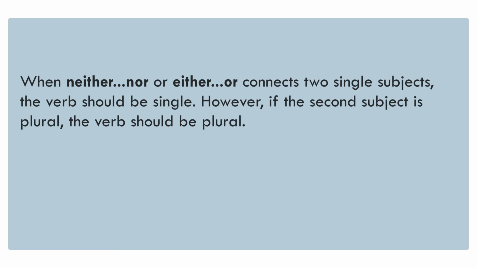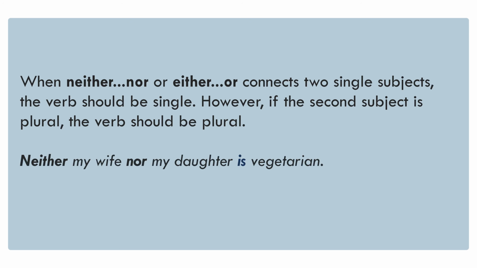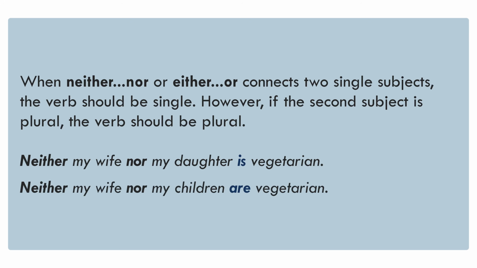When neither...nor or either...or connects two single subjects, the verb should be singular. However, if the second subject is plural, the verb should be plural. Neither my wife nor my daughter is vegetarian. Neither my wife nor my children are vegetarian.